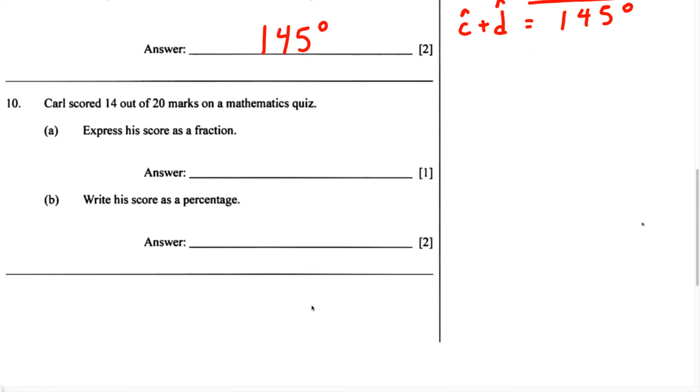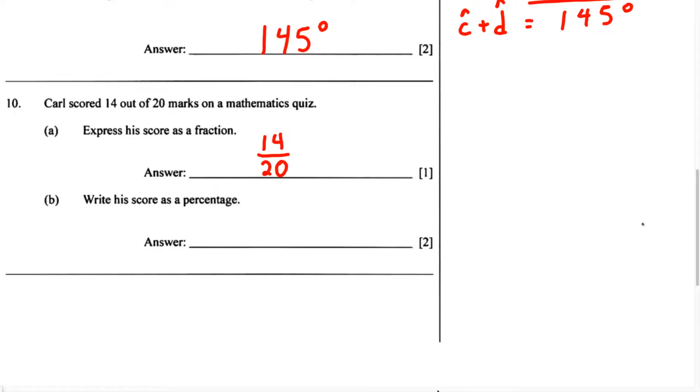Now for number 10, it says Carl scored 14 out of 20 marks on a mathematics quiz. Part A, express his score as a fraction. Let's read it one more time. It says Carl scored 14 out of 20 marks on a mathematics quiz. We're just going to write his score as a fraction. When we write this as a fraction, we know a fraction is going to have two parts, a numerator and a denominator. 14 is going to be the numerator, and 20 is going to be the denominator.